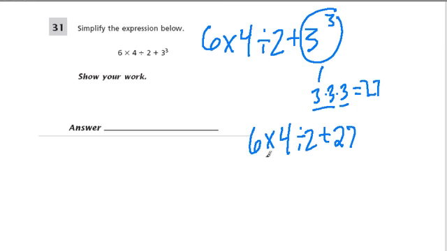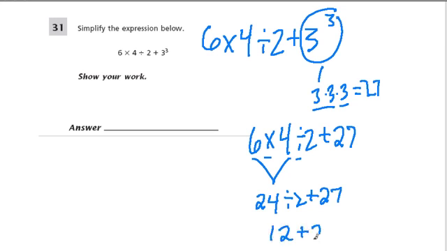And multiplication and division, we go from left to right. 6 times 4 is 24, divided by 2 plus 27. Notice I rewrite the entire equation. That helps prevent mistakes. And 24 divided by 2 is 12, plus 27 equals 39. So in this problem, the answer is 39.